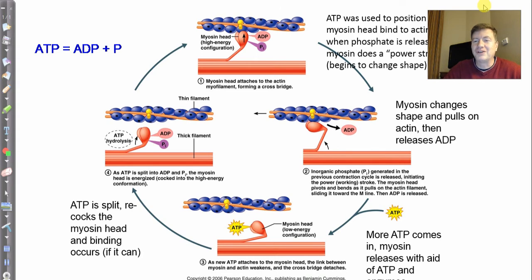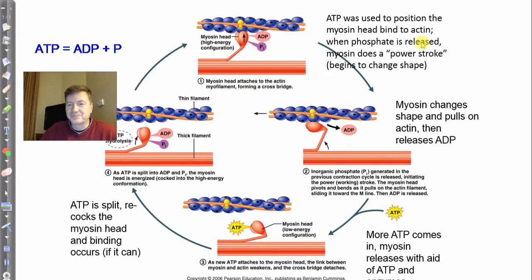And the final part here, I'm going to go ahead and put this in. The ATP that was used to position the myosin head binds to actin. So now it's going to attach. And then when phosphate comes off, it starts that power stroke. It starts to change shape to give us the full cycle. So one more time quickly here.